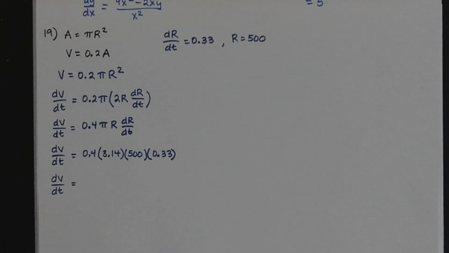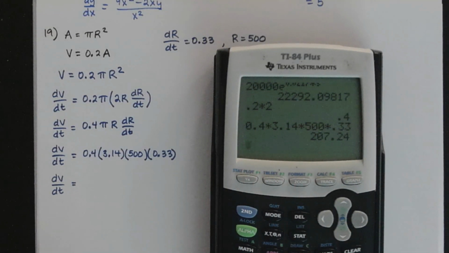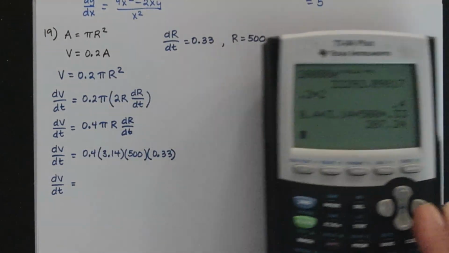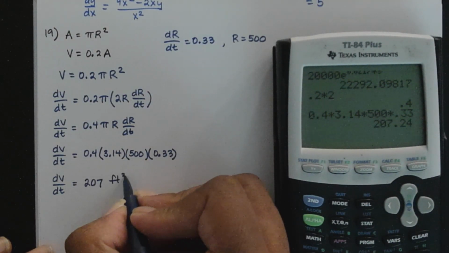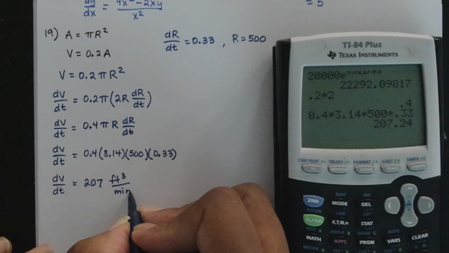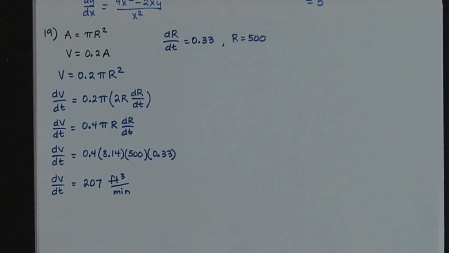So in this case, if I just multiply those numbers, 0.4 times 3.14 times 500 times 0.33, and I round this to the nearest whole number, that value is 207. This will be in cubic feet since the volume is in cubic units, and time is in minutes, so it'll be per minute. So dV/dt is approximately 207 cubic feet per minute.